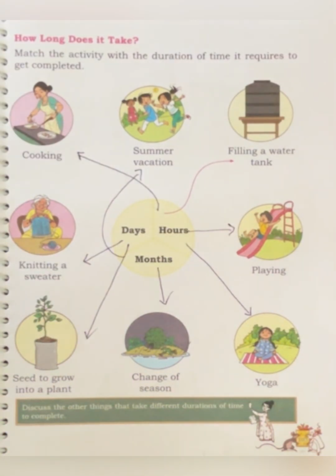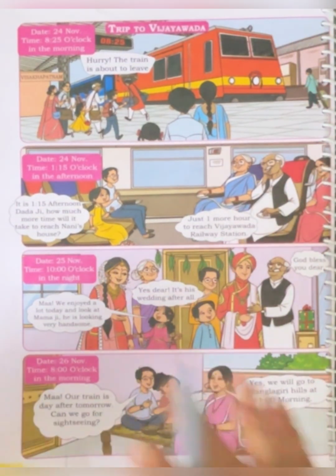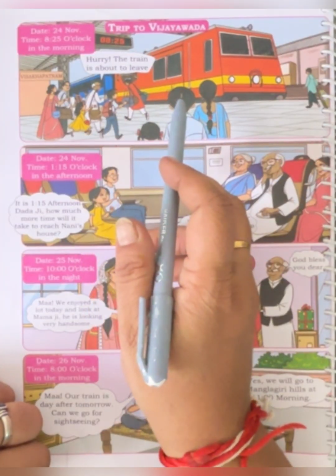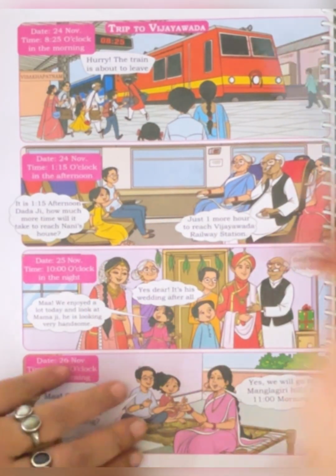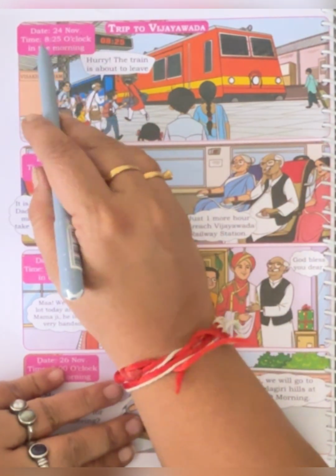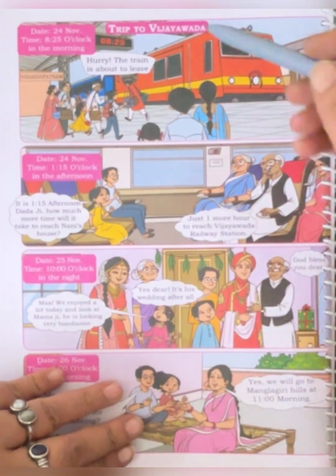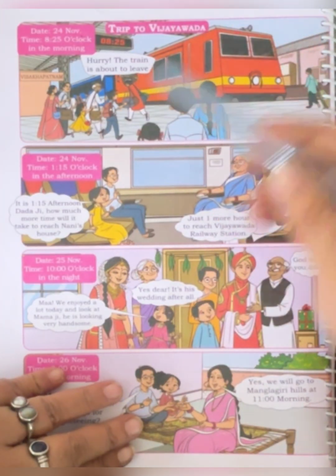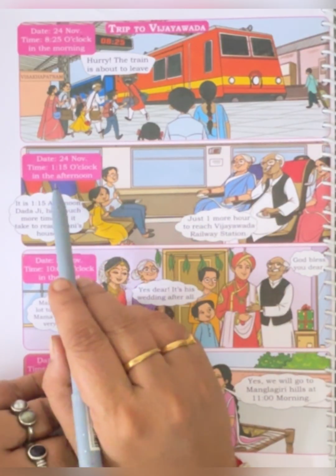Okay. Trip to Vidyabyasa. Seeing this picture, these people are going on a trip by train to Vidyabyasa, which is in Andhra Pradesh state, children. Date 24th November. Time 8:25 in the morning. Okay. Hurry, the train is about to leave, the grandfather says. Date 24th November. Time 1:15 in the afternoon.